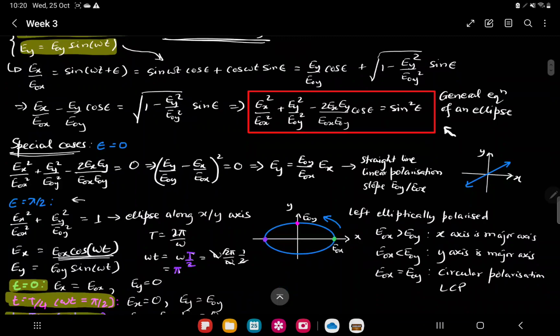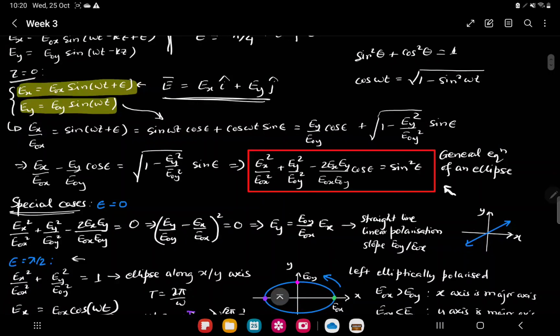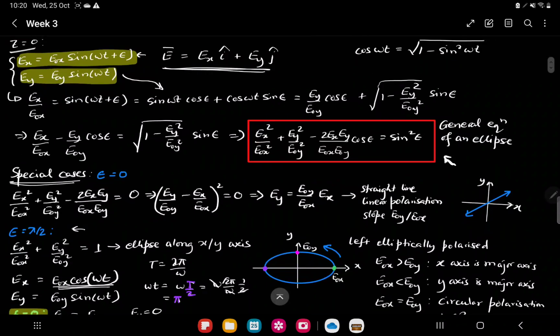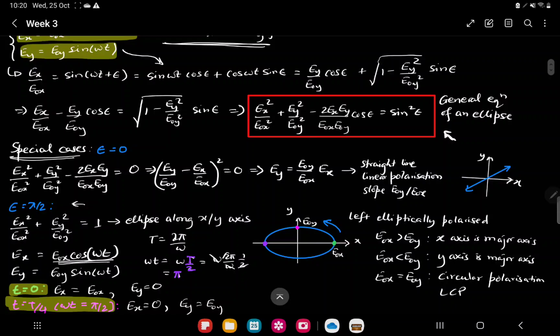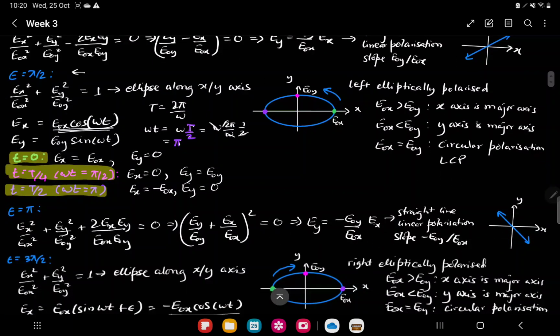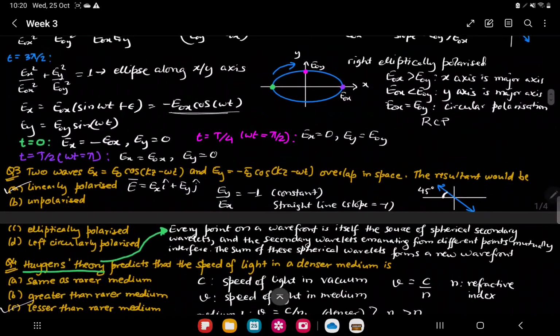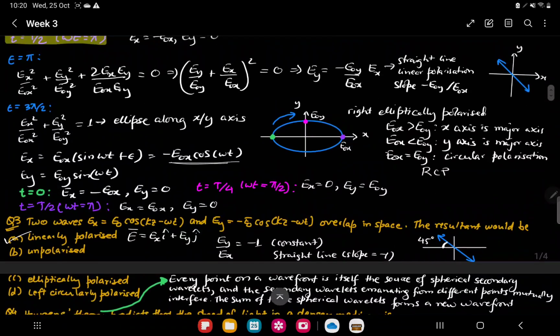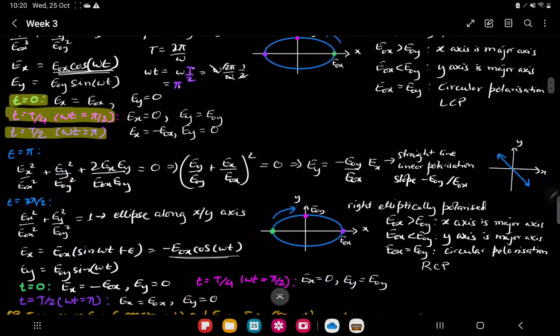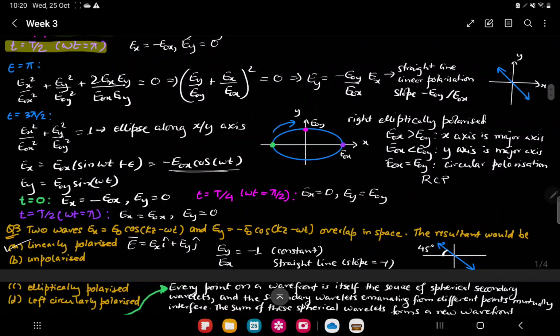And from this we take the ratio and do some simple algebra to get this general equation of an ellipse. And if we plug in some particular values of epsilon, then we get either linear or elliptical. So in this case we get linear because Ey over Ex is a constant. It is a fixed constant which is -1, so slope is -1.